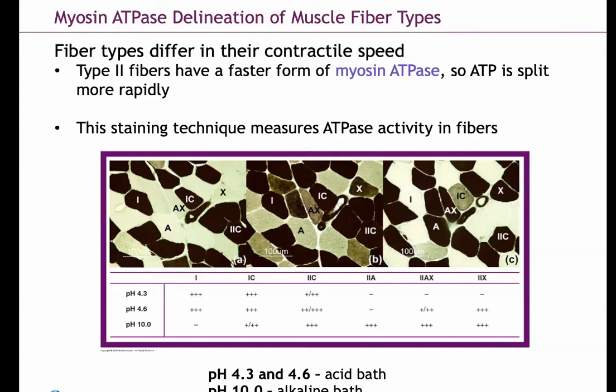So this is the staining procedure. They're just staining it with enzymes. They're staining it with a solution that has enzymes in it, and then it'll get really dark if it has a lot of that enzyme.